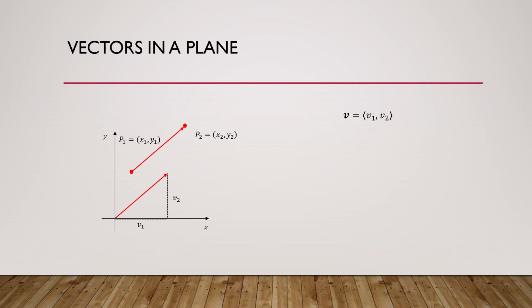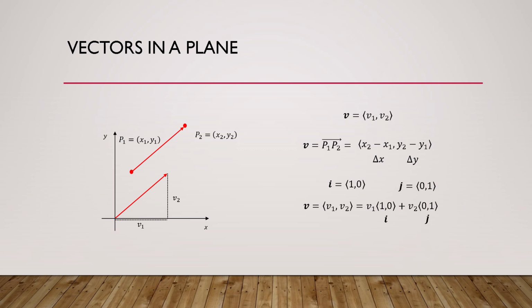The position vector can then be determined by v equals P1 to P2 as a change in x and the change in y, or x2 minus x1, y2 minus y1. Every vector in a plane can be written in terms of the unit component of the vector 1, 0, designated with the lowercase bold letter i, added to the unit component of the vector 0, 1, designated by the lowercase bold letter j. This is called the standard basis vector, which equals v1i plus v2j.